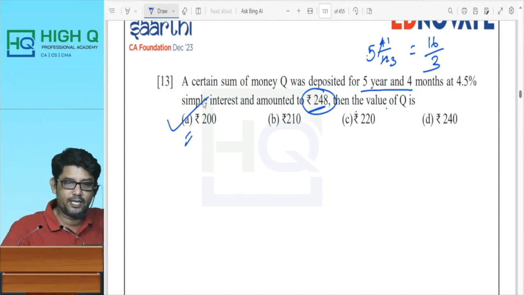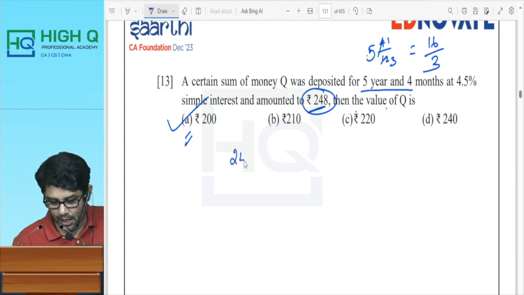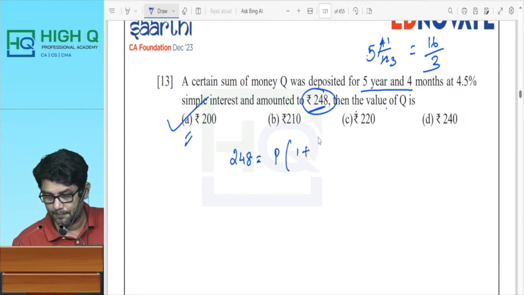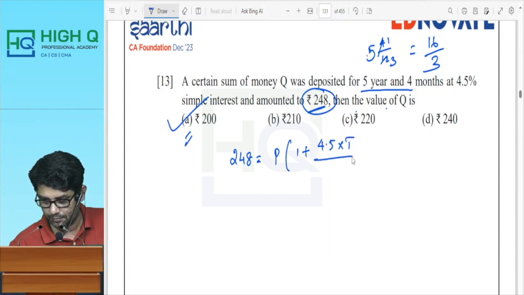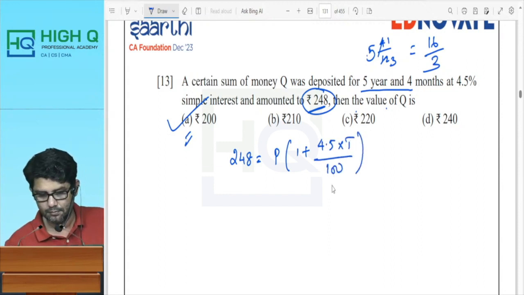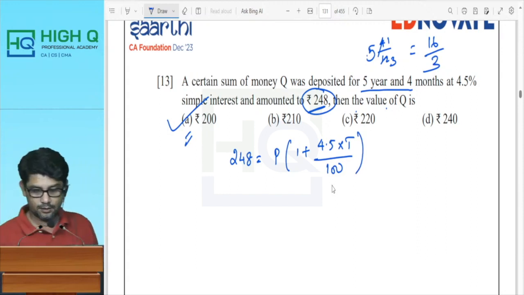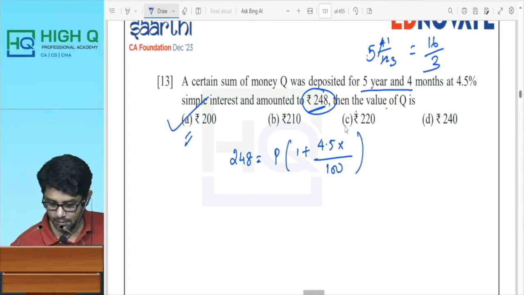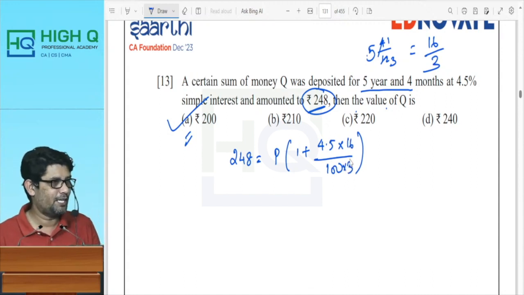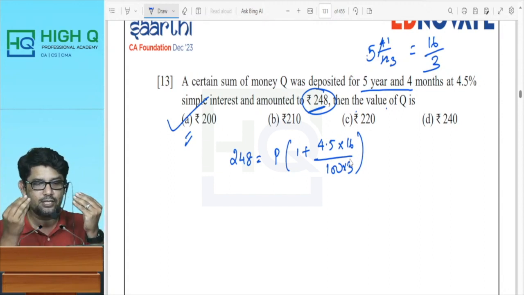Can N be taken as 64 months? Yes, if you take 64 months, again you have to take 64 by 12. But the actual method is amount is equal to principal into 1 plus RT by 100. What is R? If you use the actual method, is it going to be a waste of time, my dear? That is what I am trying to explain, to use the calculator.